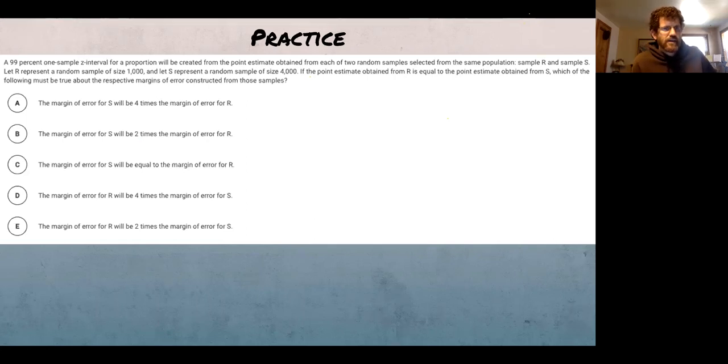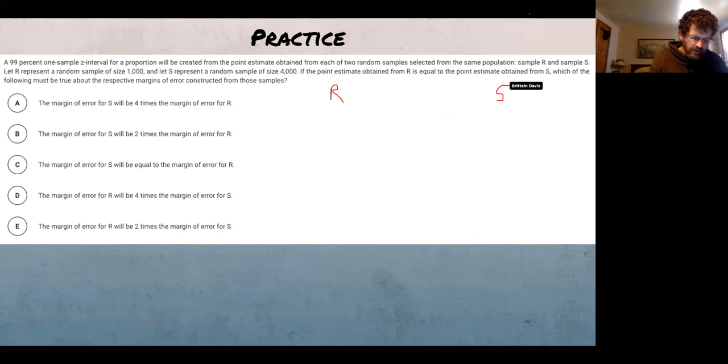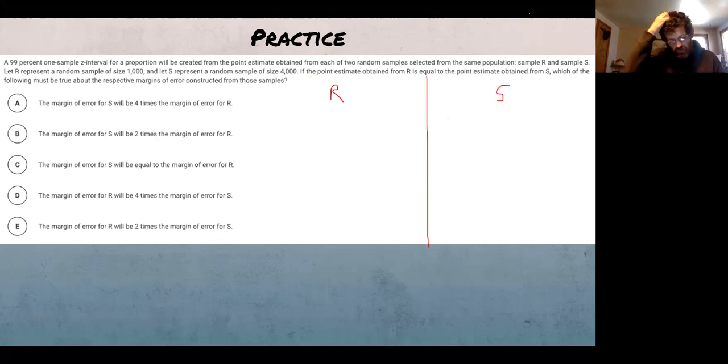Okay, so say you have a 99% one sample z interval for a proportion that's going to be created from a point estimate obtained from each of two random samples selected from the same population. So you have sample R and sample S. R is going to represent a random sample of size 1000 and S is going to represent a random sample of size 4000. If the point estimate obtained from R is equal to the point estimate obtained from S, which of the following must be true about the respective margins of error constructed from those samples? Okay, that's a lot of words and a lot of information, but it comes down to the margins of error. We're going to be comparing these two.